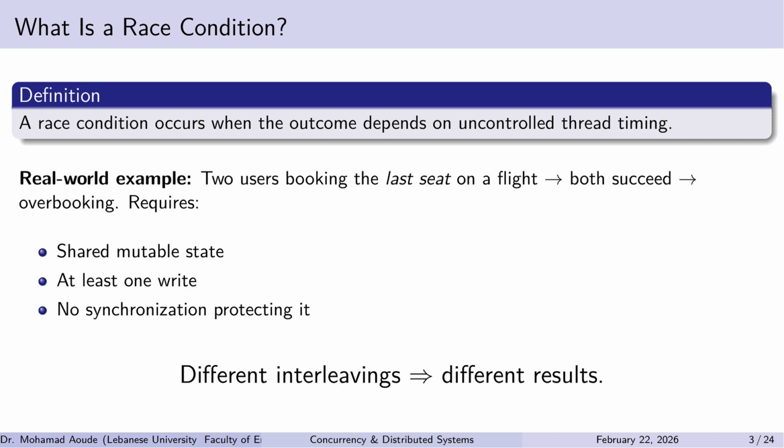A race requires 3 structural elements. Shared mutable state, at least one write, no synchronization. Think of this as the race triangle. Shared state plus write plus no sync. Remove any vertex, the race collapses. This is structural behavior, not accidental behavior.